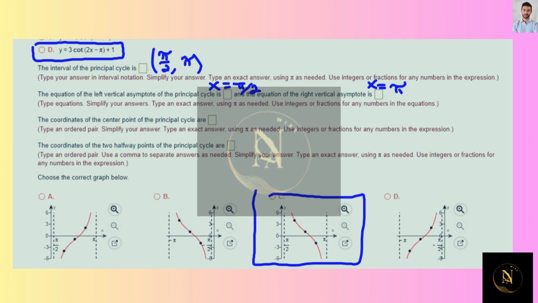The coordinates of the center point of the principal cycle would be halfway between pi over 2 and pi, which would be 3 pi over 4, and a y value of 1.